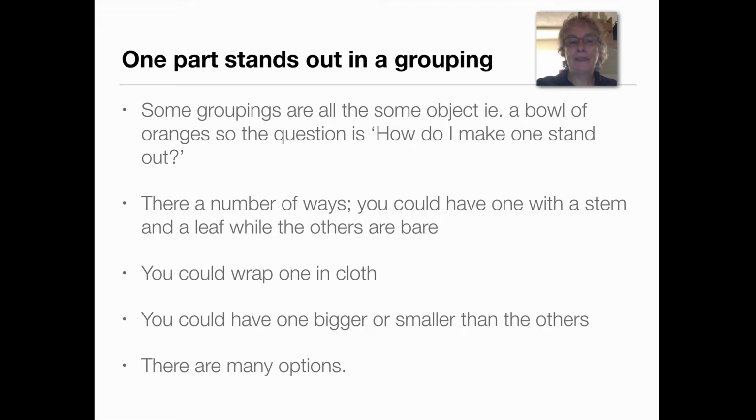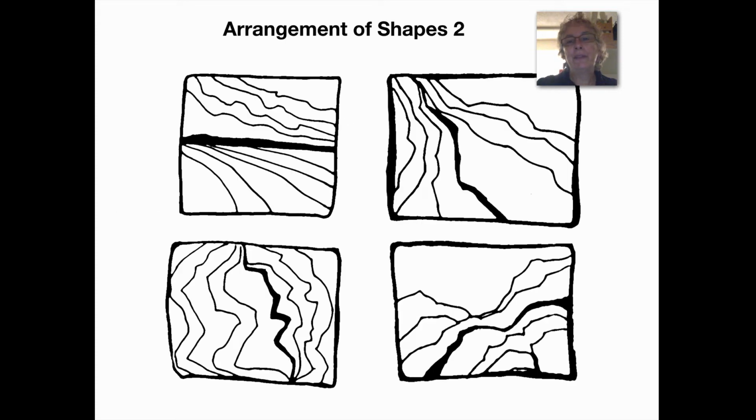You could wrap one in cloth. You could have one bigger or smaller than the others. There are a lot of options. So here you have an arrangement of shapes. So how do you make one stand out from the other?